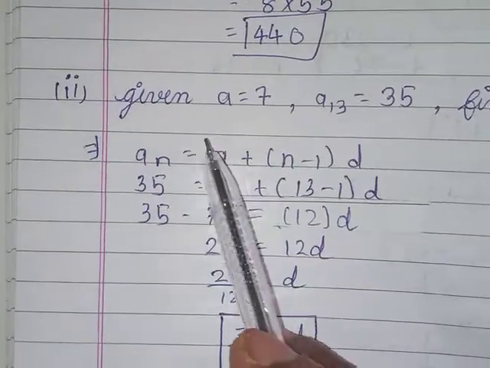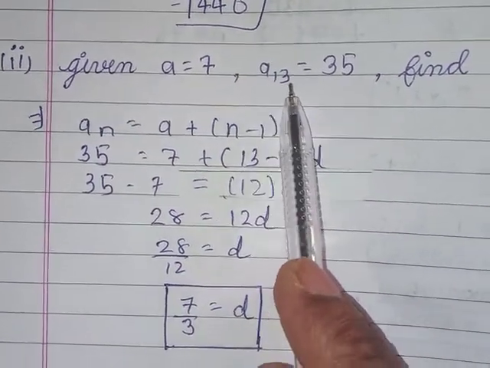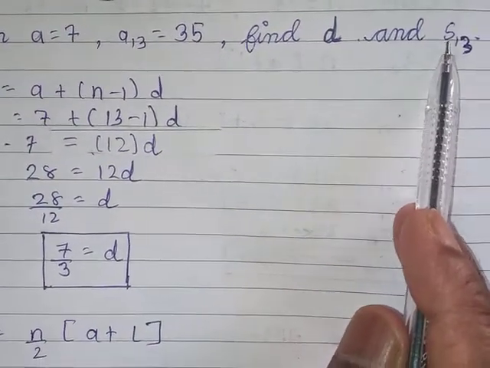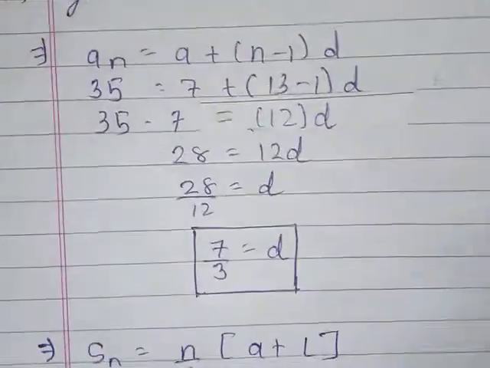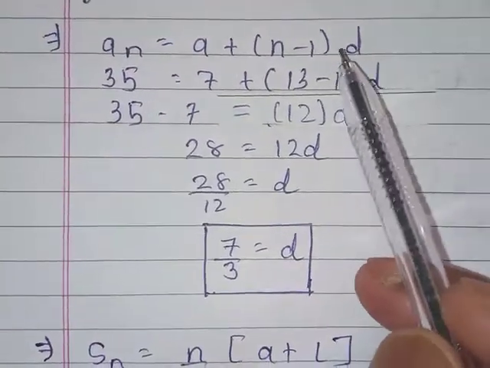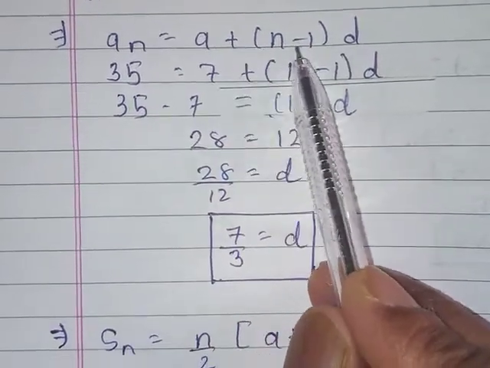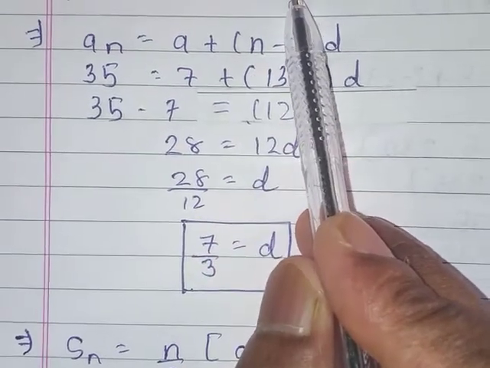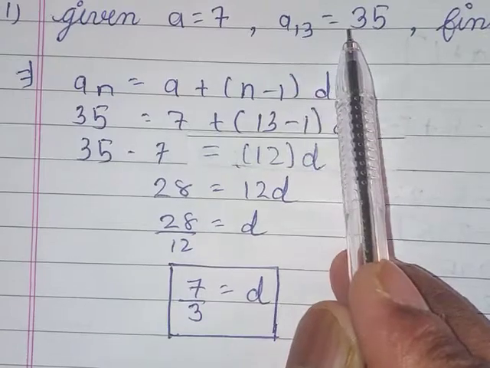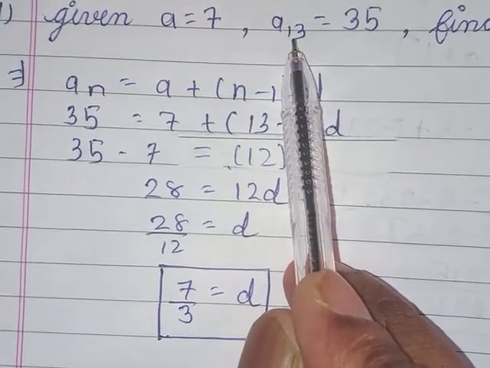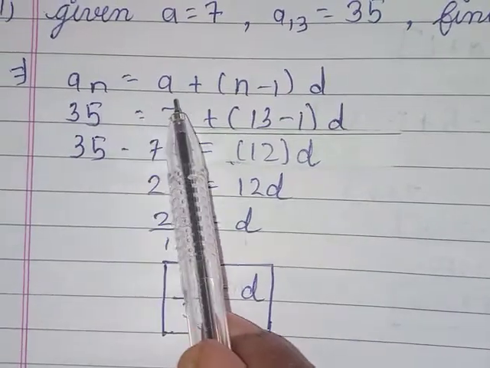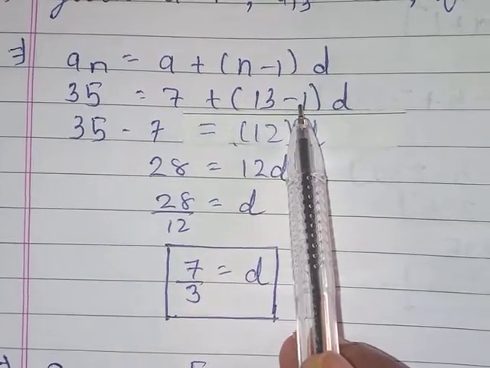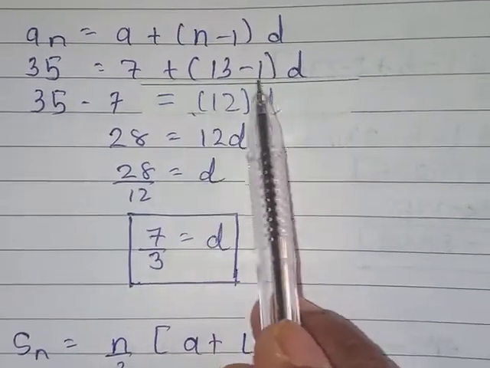Here, given A is equal to 7, A13 is 35, and you have to find D and S13. So let's find D first. An is equal to A plus N minus 1 into D. A is 7 and A13 is equal to 35, which means N is 13. So An is 35, A is 7, N minus 1 means 13 minus 1, into D.